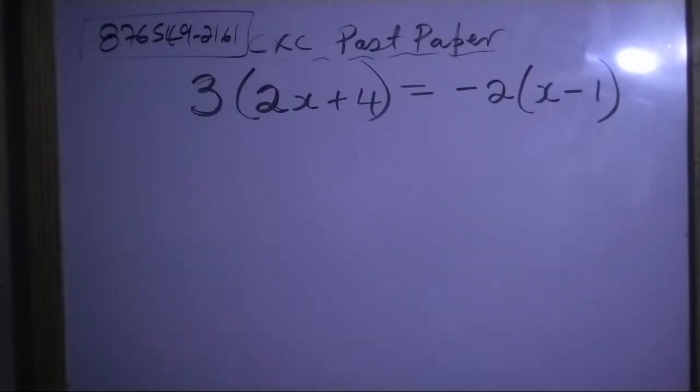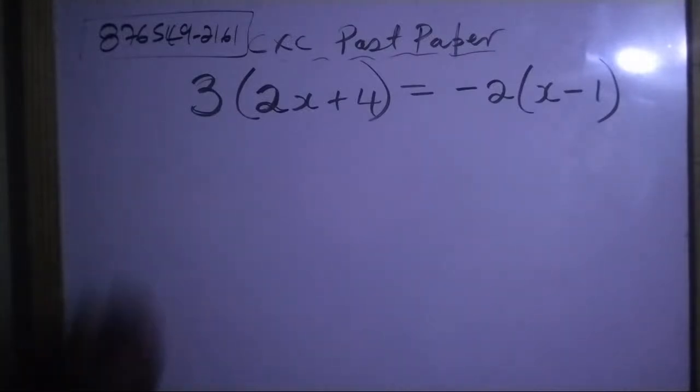Alright. So let's go. We have 3 bracket 2x plus 4 is equal to negative 2 bracket x minus 1. Let's get ready to rumble. We've reached the 1 hour mark, guys. 1 hour since you're on.